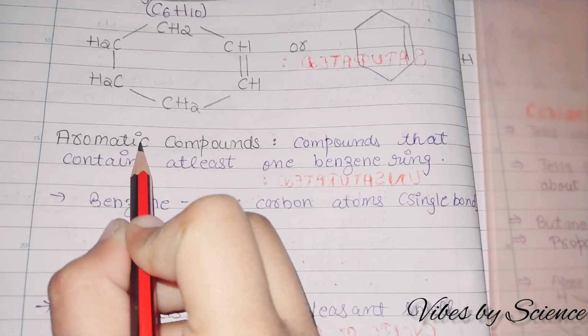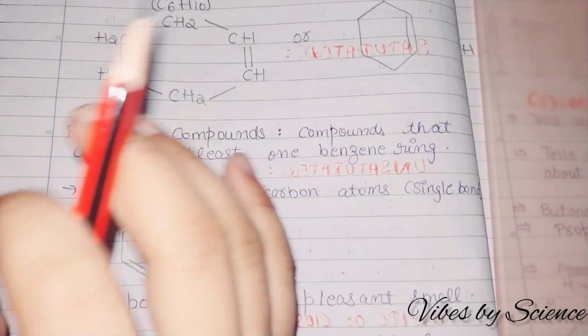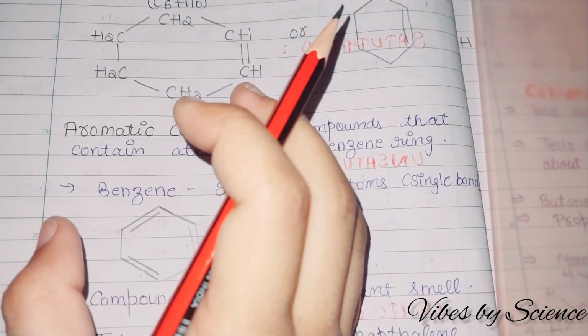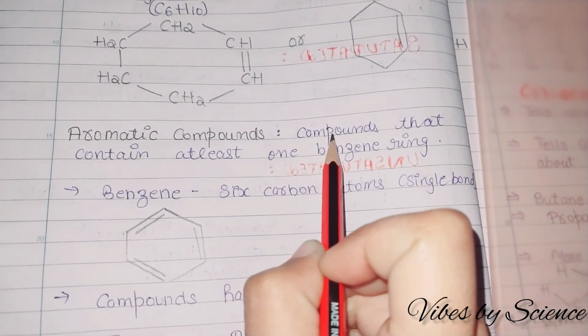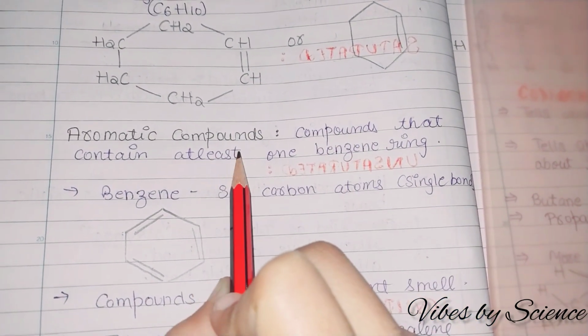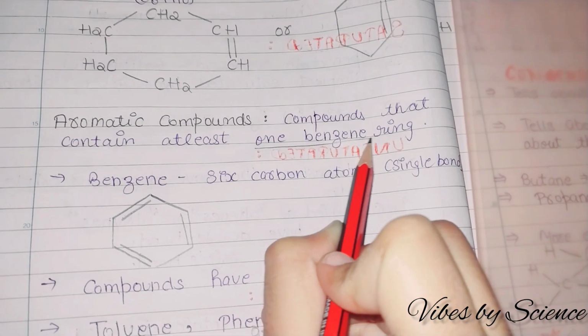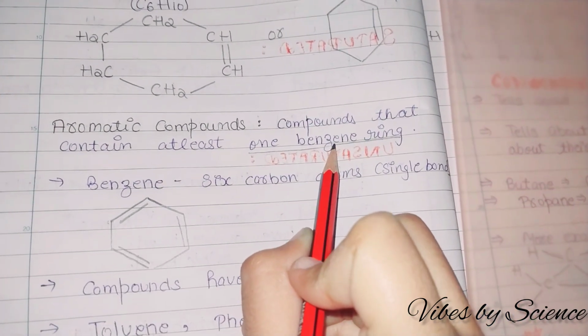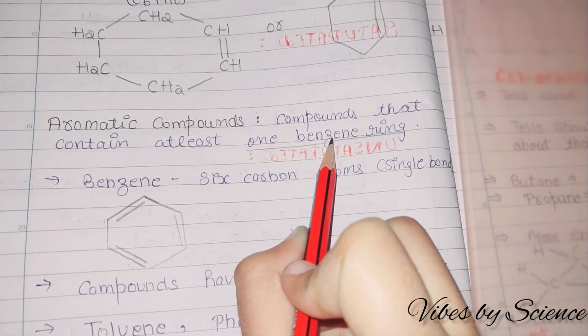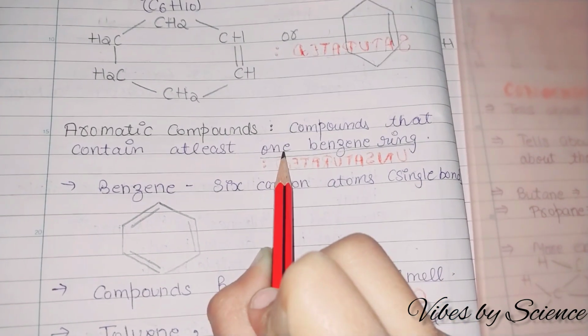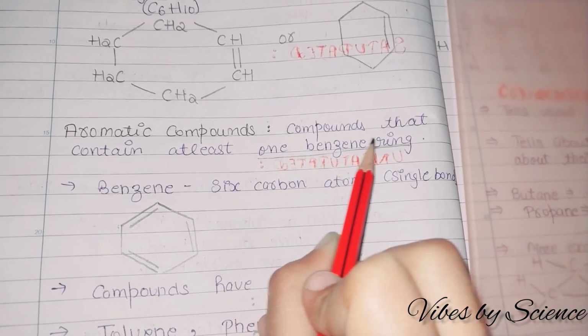Next are aromatic compounds. As the name depicts, they have a very good fragrance, they have a very good aroma. So these are the compounds which contain at least one benzene ring. According to your syllabus, according to your class, the definition would be like the compounds which contain one benzene ring.